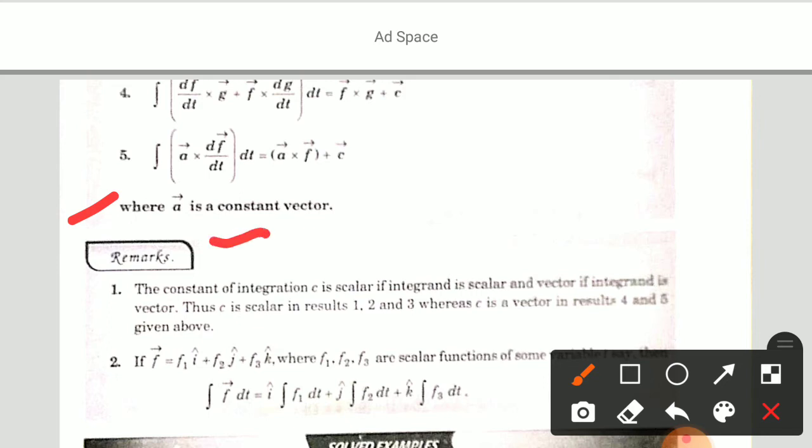Now making a remark, the constant of integration c is scalar if the integrand is scalar, and vector if the integrand is vector. Thus c is scalar in results first, second and third, whereas c is a vector in results fourth and fifth given above.